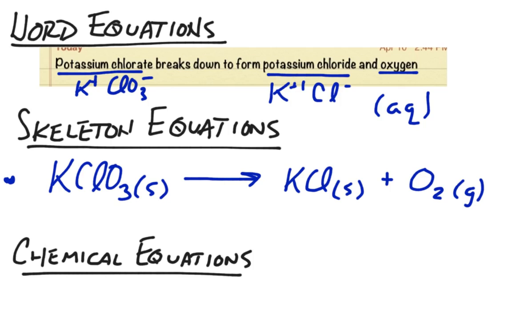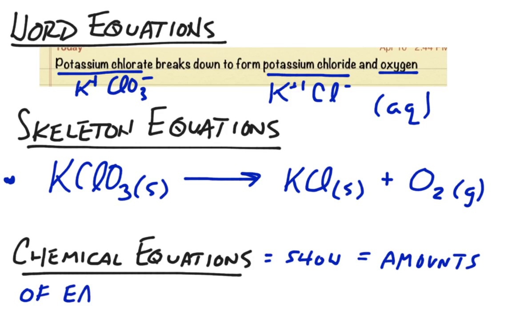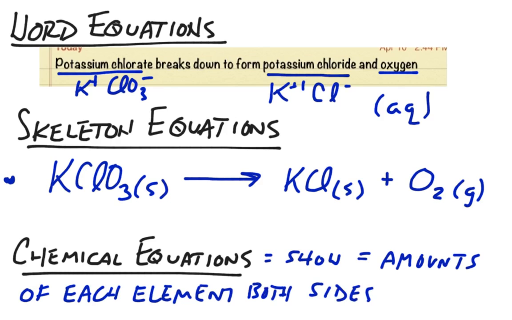When we're talking about a chemical equation, though, we're going to show equal amounts of each atom on both sides of the arrow. And this again is completely due to the law of conservation. We can neither create nor destroy any matter. We can simply rearrange it into a different form.